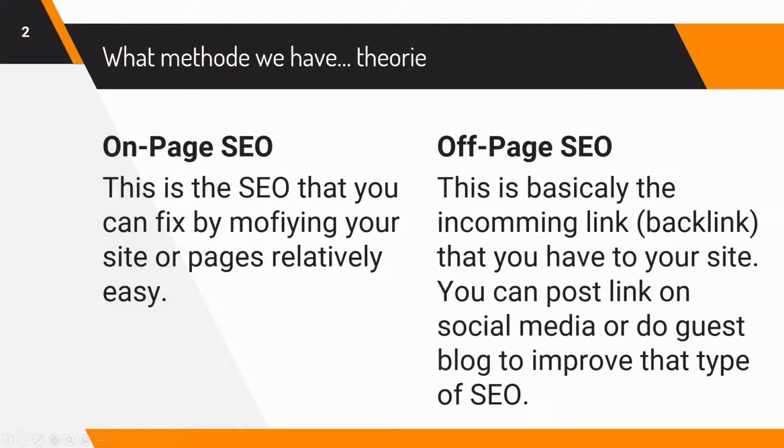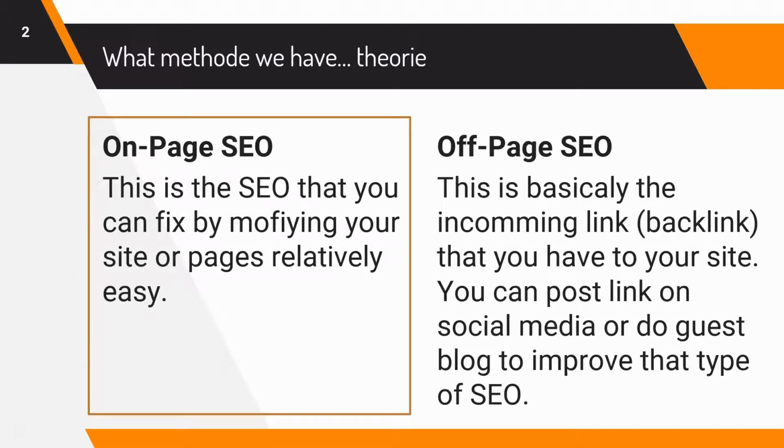So what was actually the theory? We have on-page SEO, which is things that you can modify on the site, more technical stuff or content. And we have off-page SEO, which is basically the stuff that is external to your site, like backlinks that you can have to give more authority to your site. So we will work on the on-page SEO in this video.